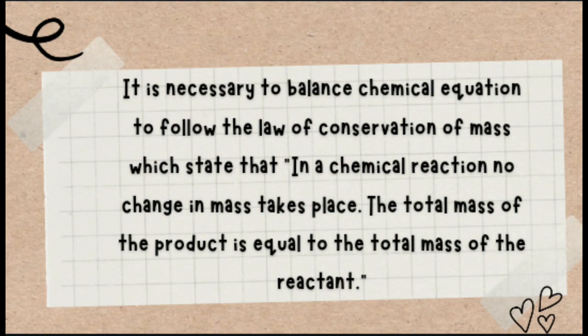Why should a chemical reaction be balanced? It is necessary to balance a chemical equation to follow the law of conservation of mass. The law of conservation of mass states that in a chemical reaction, no change in mass takes place. The total mass of the products is equal to the total mass of the reactants.